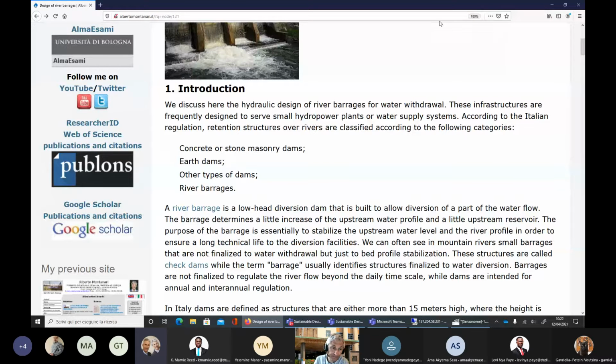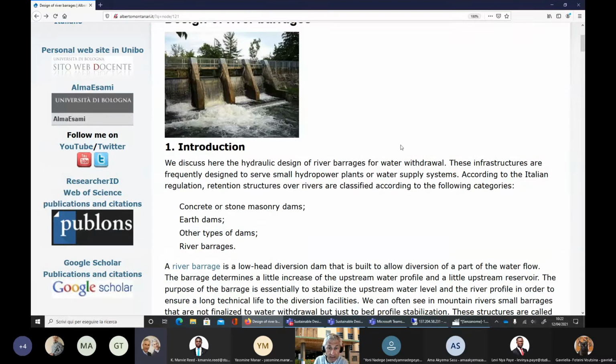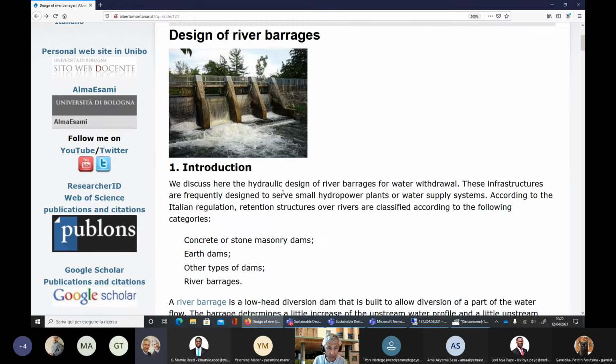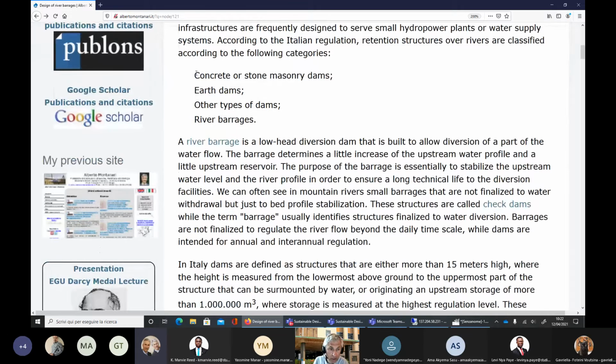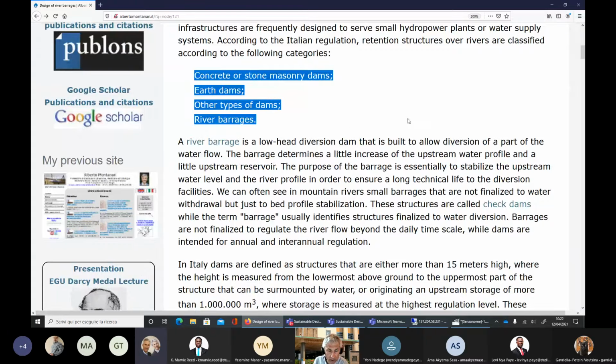Okay, and now let's refer to the Italian regulation here. The Italian regulation classifies retention structures over rivers, and the categories are those that you can see here: concrete or stone masonry dams, earth dams, other types of dams, river barrages. So what is a river barrage? Already here we see that there is a difference between a dam and a river barrage. Okay, what is a river barrage?